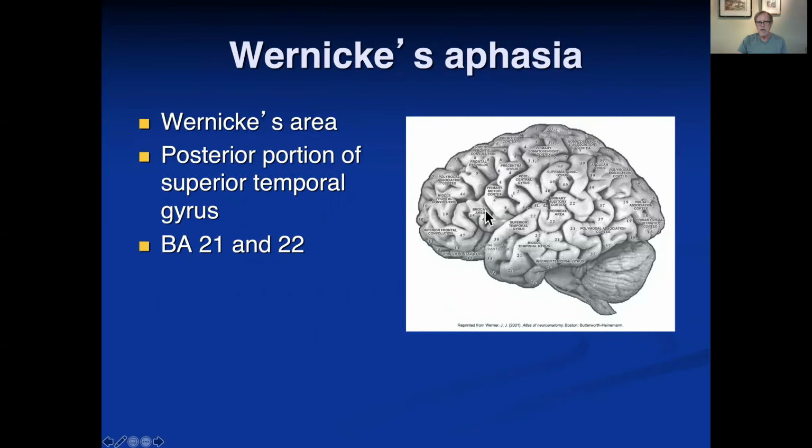Wernicke's aphasia, you already know this one. The damage is in the Wernicke's area, which is the posterior portion of the superior temporal gyrus, or Brodmann's area 21 and 22, basically posterior part of 22, because 22 goes all the way down here, and a little bit of 21.